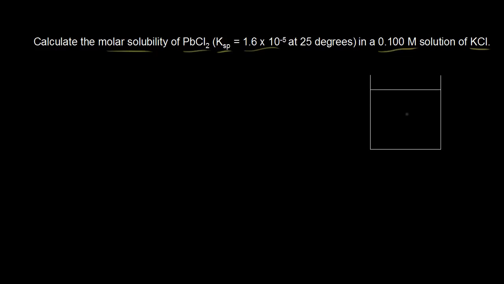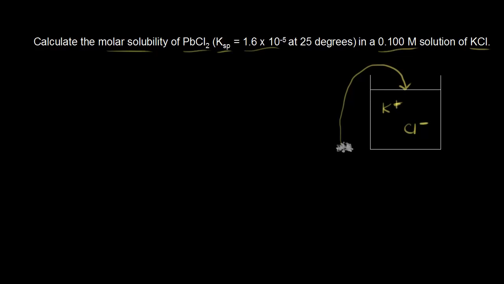So if we have a beaker here and we have a 0.1 molar solution of potassium chloride, that means the concentration of potassium ions in solution is 0.1 molar, and the concentration of chloride anions in solution is also 0.1 molar. So we have some solid lead 2 chloride, right? So this is supposed to represent our solid lead 2 chloride. And what our problem wants us to do is to figure out how much of our lead 2 chloride will dissolve if we add it to our solution of potassium chloride.